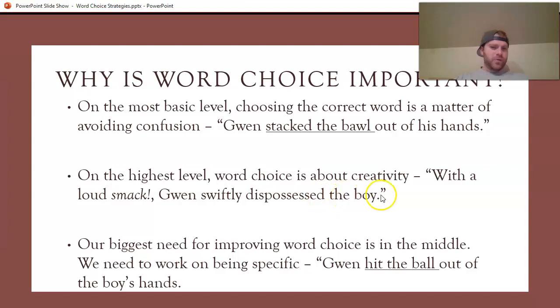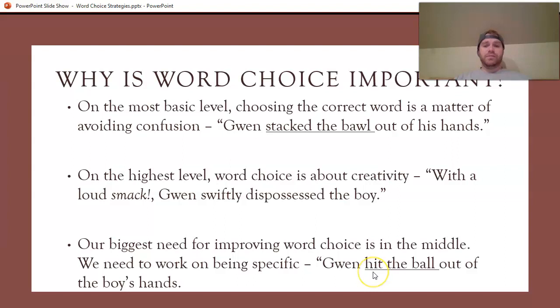We're not necessarily pro writers in here just yet. We're also better than that first sentence as well. So our biggest need as high school level writers is improving word choice by being specific. "Gwen hit the ball out of the boy's hands." There's got to be a better way to describe hit. There's got to be a better way to describe ball, right? By being more specific, we can be a lot clearer on what's happening in that sentence.